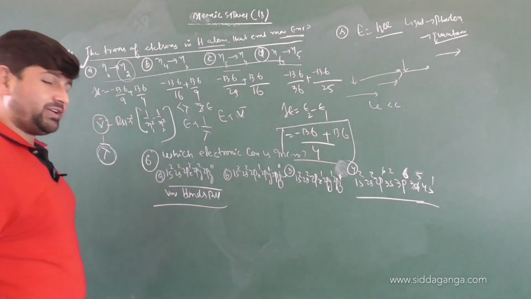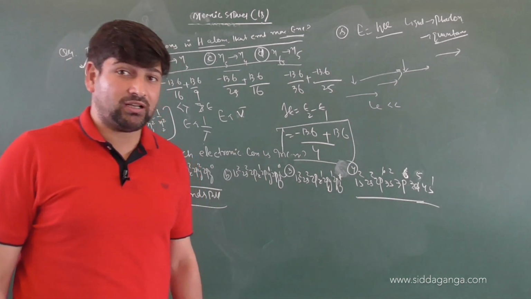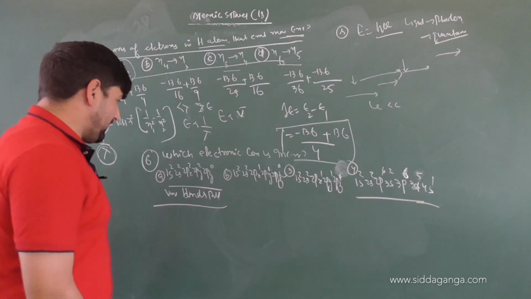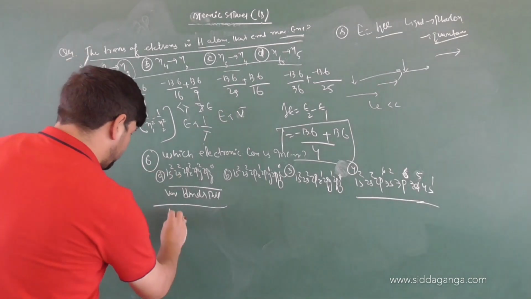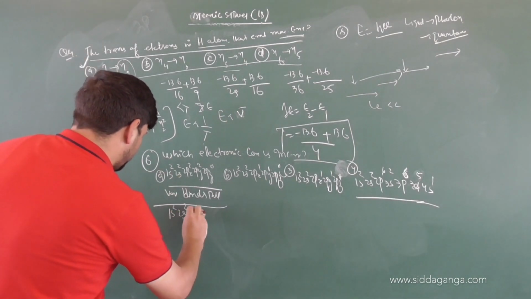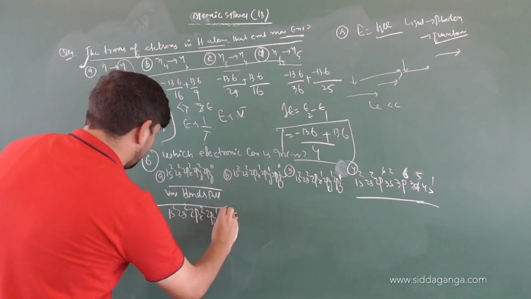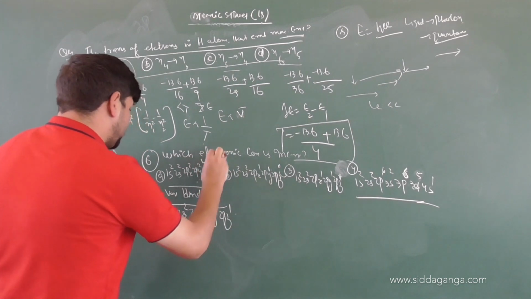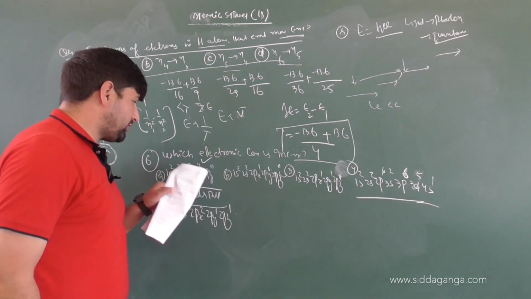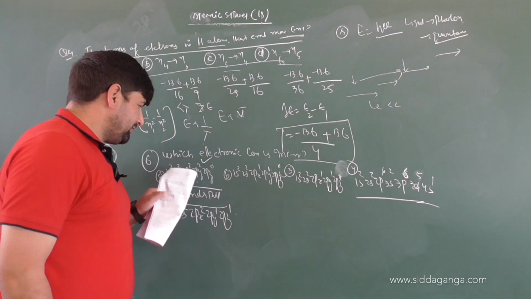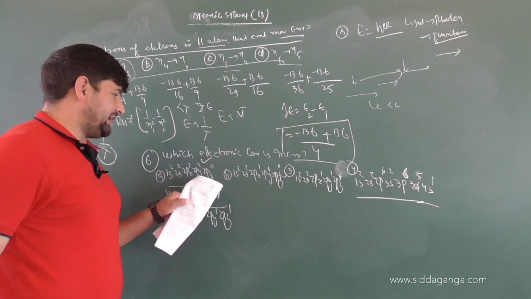Because what does Hund's rule say? Pairing will not take place unless all the available orbitals are singly occupied. Here the electronic configuration should be 1s2, 2s2, 2px2, 2py1 and 2pz1. But it is opposed to Hund's rule. It has paired up electrons in y and x, which are degenerate orbitals, without giving any electron to z.